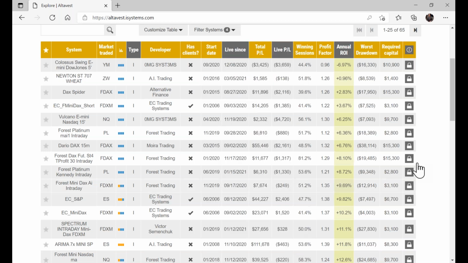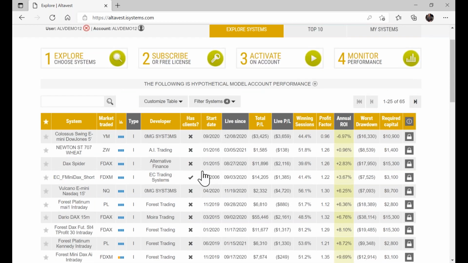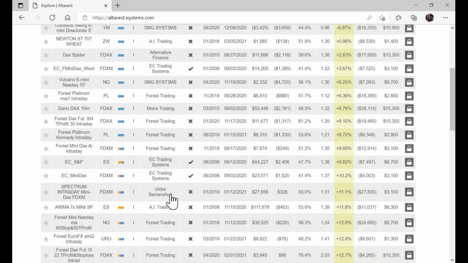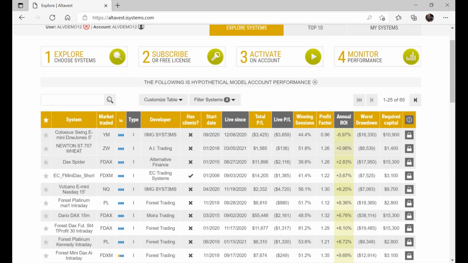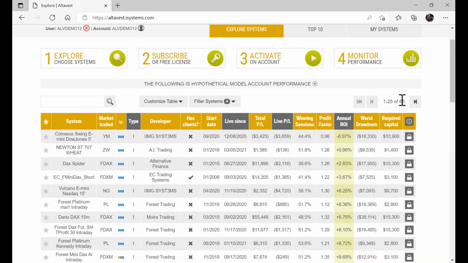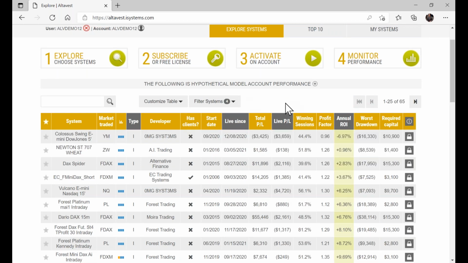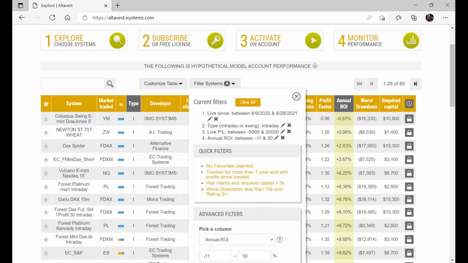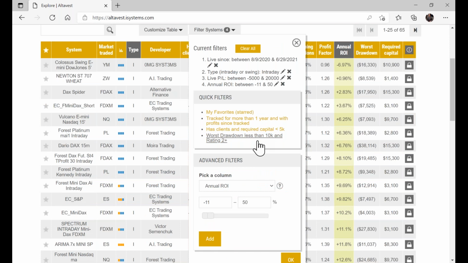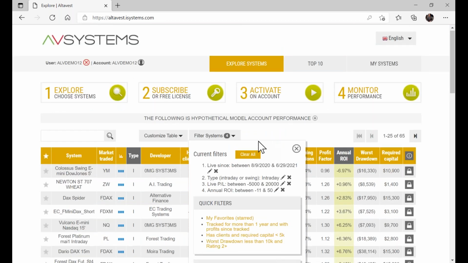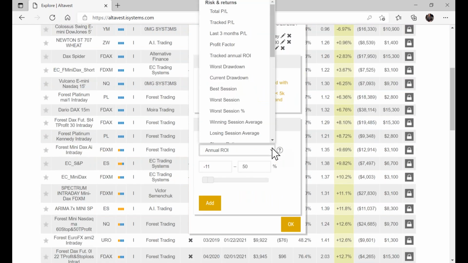But go ahead, click OK, and you'll see that now this table here reflects the 65 systems that meet your criteria, and you can see the filters are in place with these highlights here. So that's how simple it is to actually filter for performance or criteria of any kind that you find most suitable. And let me add maybe one more.